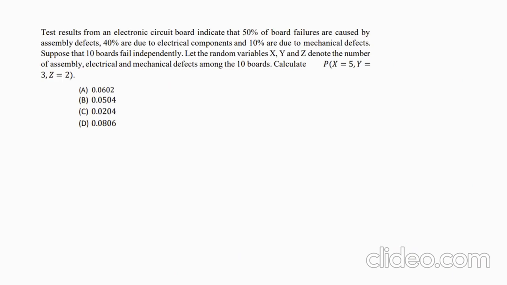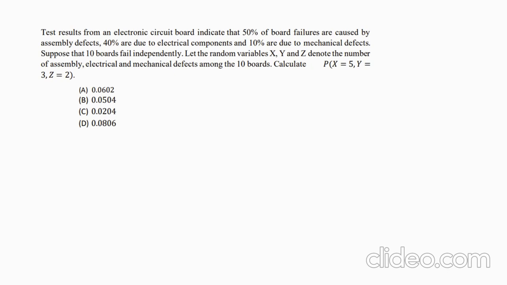Now, the question given here is that test results from an electronic circuit board indicate that 50% of board failures are caused by assembly defects. Okay. And 40% are due to electrical components, 10% are due to mechanical defects. So suppose that 10 boards fail independently, then let the random variables X, Y, and Z denote the number of assembly, electrical, mechanical defects. And one more.